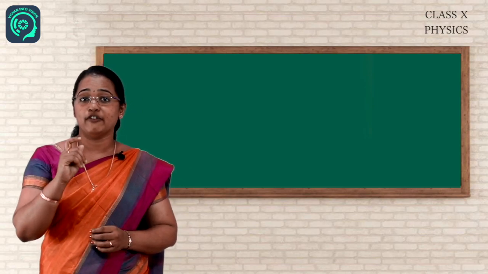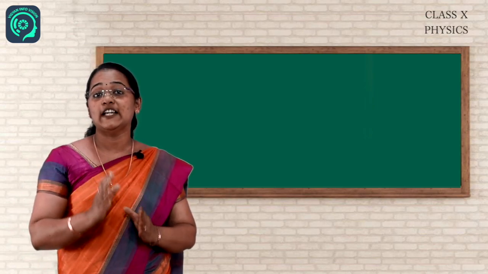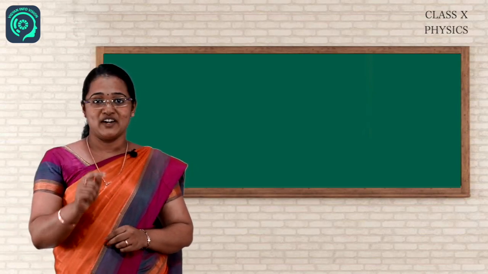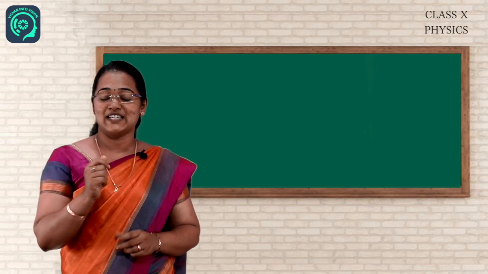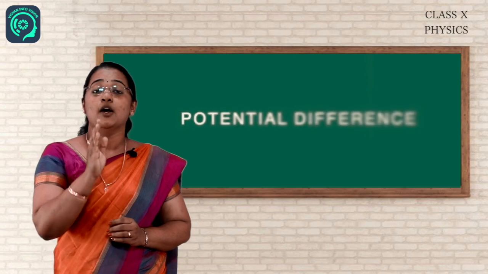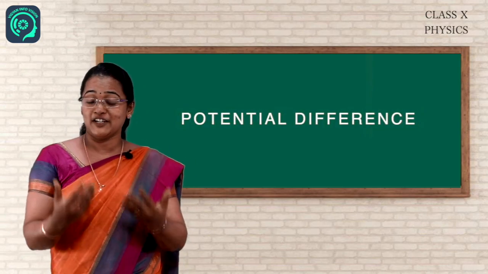Similarly, for the flow of electrons in a conductor, we need a difference in the electrical pressure between the two ends of the conductor. And this is actually provided by whom? Provided by the cell. And this difference in potential provided by the cell is called potential difference. So what does this cell do in order to provide potential difference?